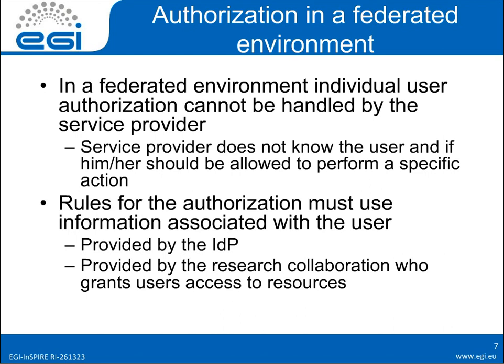Service providers, EGI site managers, they don't know who the user is, why he should access or not access some services that are pledged to a VO, for example, to a user community. And what the service provider can do is to implement some rules for the authorization based on additional information associated with the user. This information can be provided by the identity provider, but the identity provider most probably will not know either what the user is allowed to do within his collaboration.